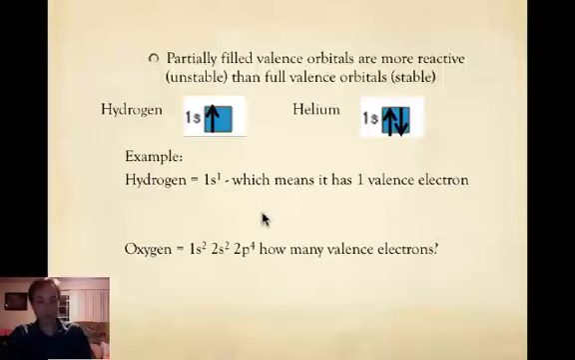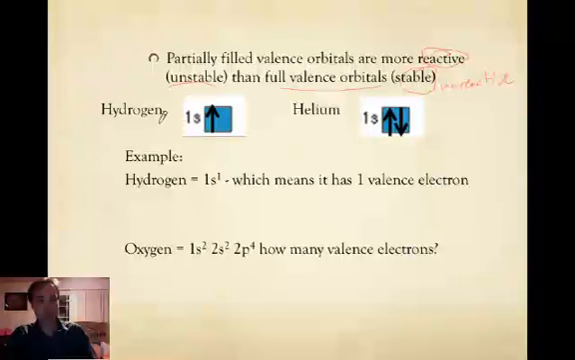Okay, so let's talk a little bit more about valence. First of all, if your valence orbitals are only partially filled, you're considered to be reactive or unstable. If an element has full valence orbitals, it's considered to be stable or unreactive.